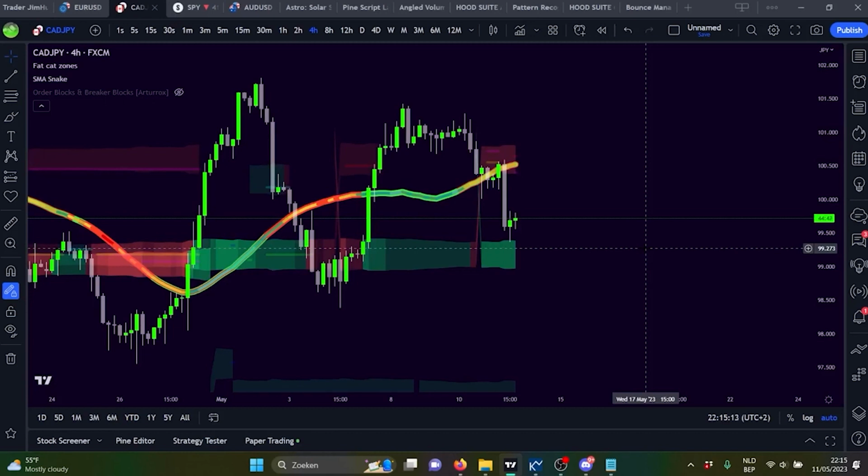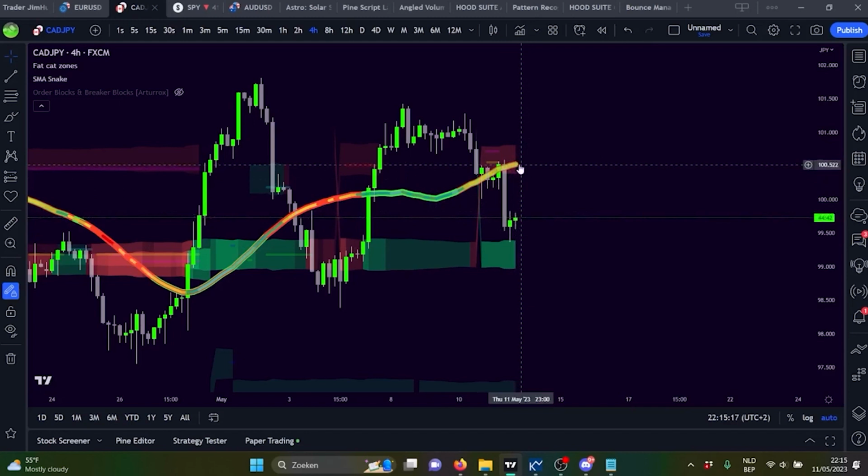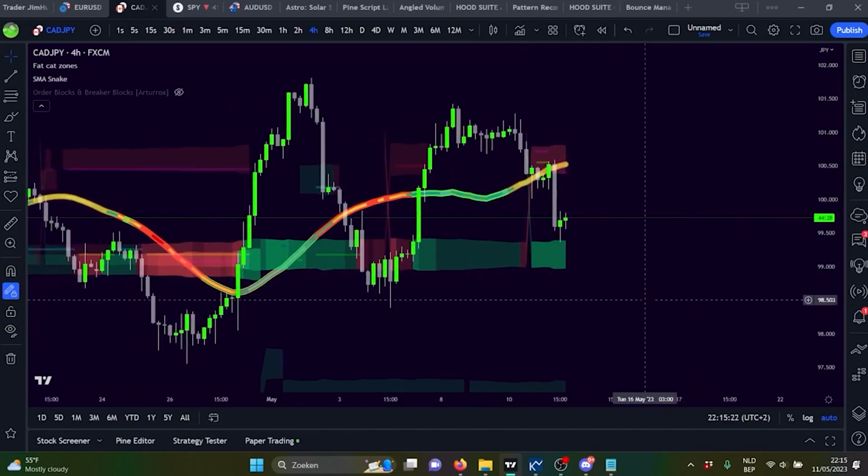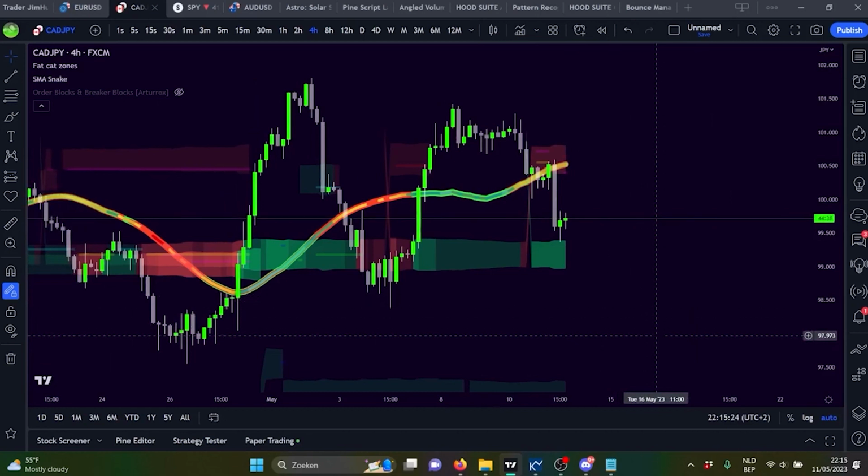It is interesting, lining up for a nice scalp where you can long target the zone with stop loss under here. It's not a part of this challenge, but it could be a solid strategy.